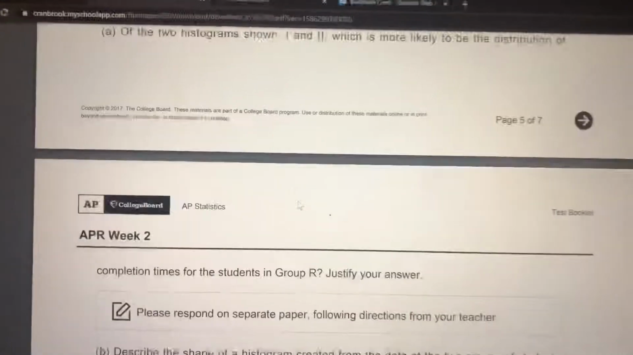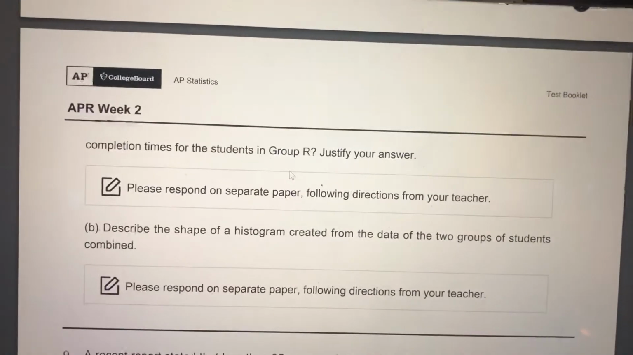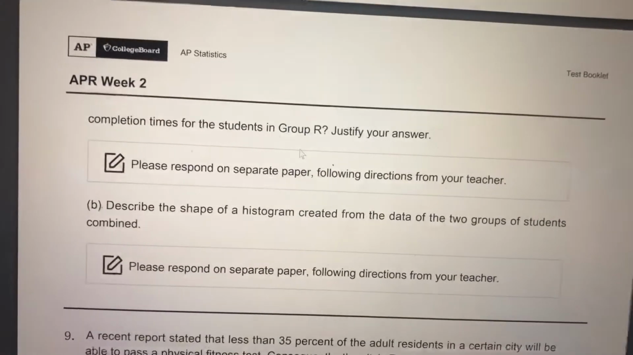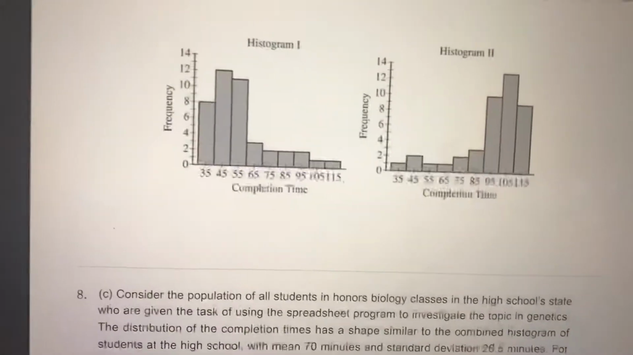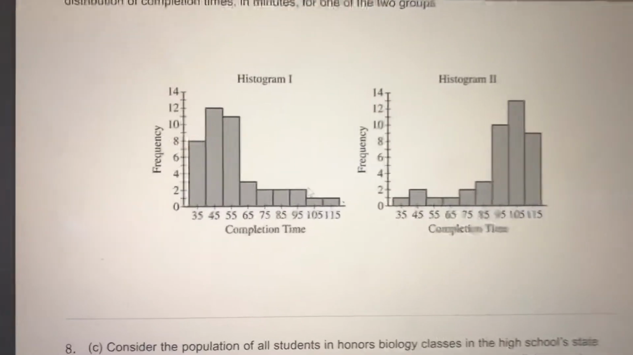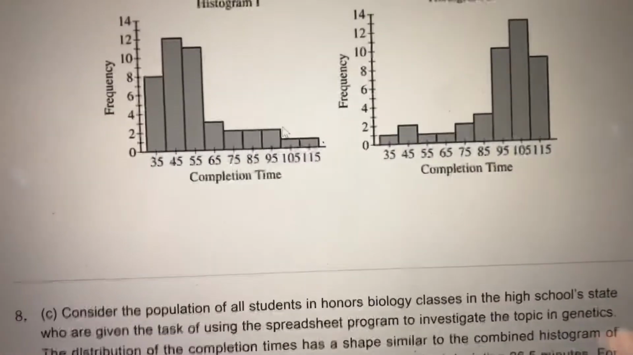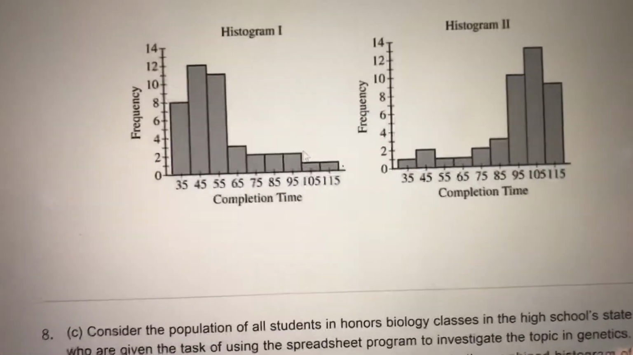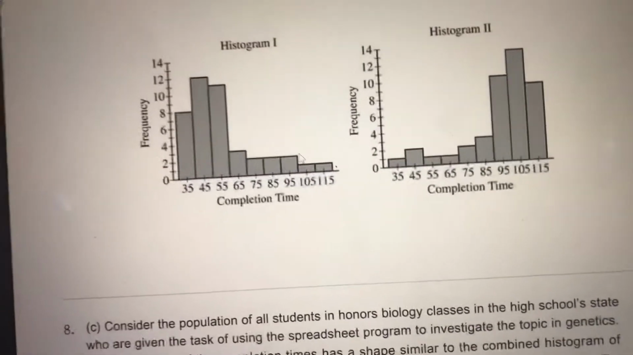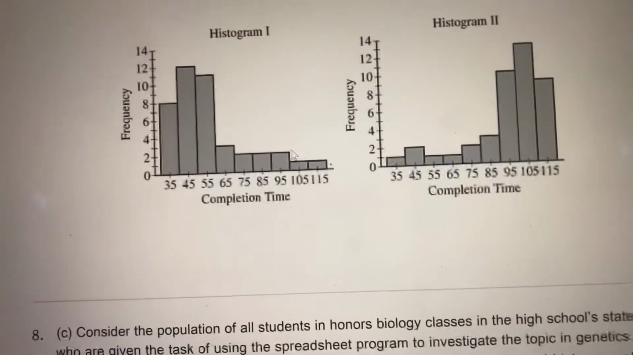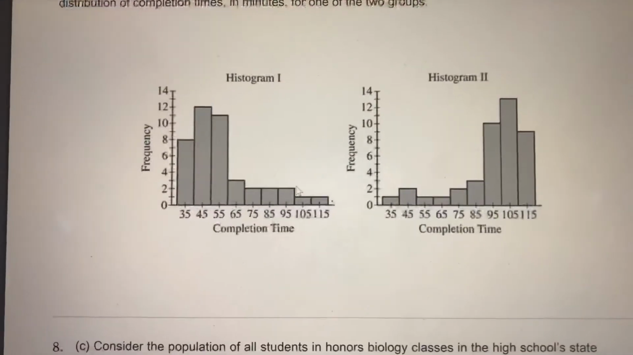Part B. Describe the shape of a histogram created from the data of the two groups of the students combined. So, combining the two histograms will create a symmetric but bimodal graph. Its peaks are located at both ends of the graph, which will result in the middle not having a peak.